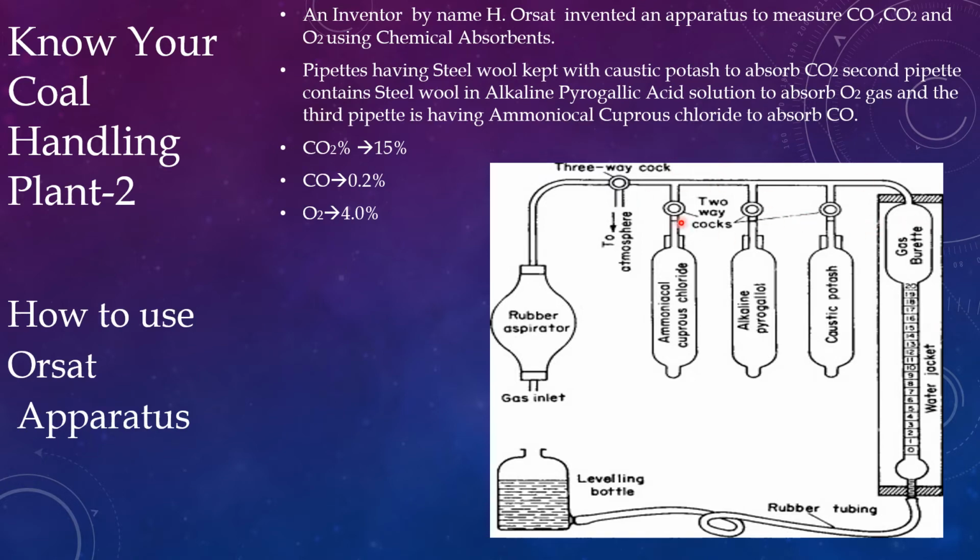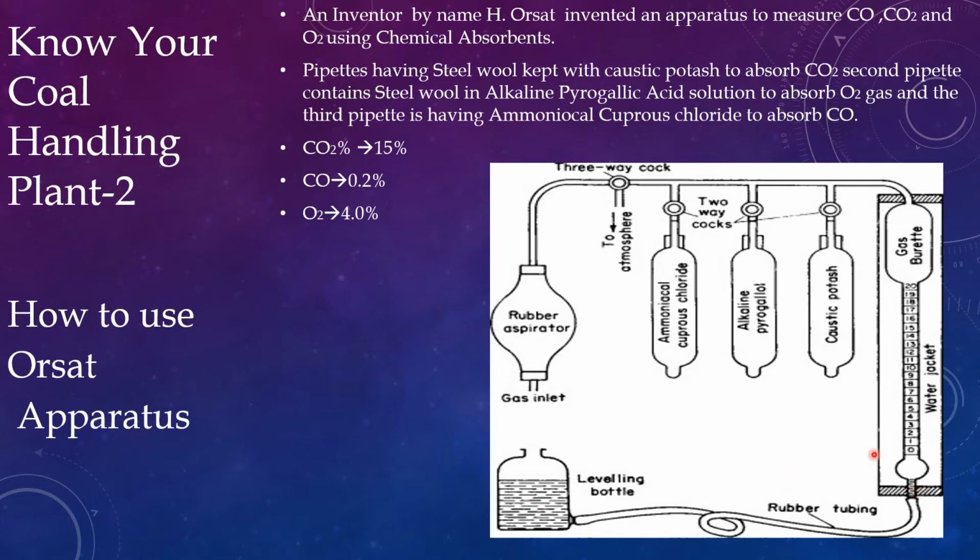Now you can see how the Orsat apparatus works. I connect the tube to this inlet. Open the three-way valve. First you have to admit flue gas into the caustic potash pipette. You have to open this valve using this leveling bottle. When you open the three-way valve, the water will get displaced and the burette fills with gas.